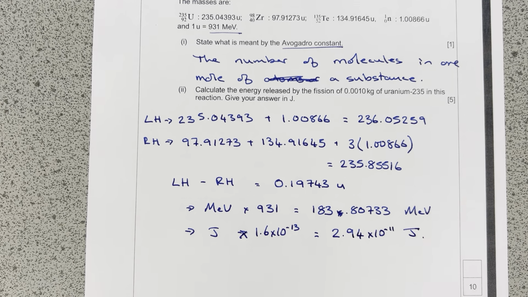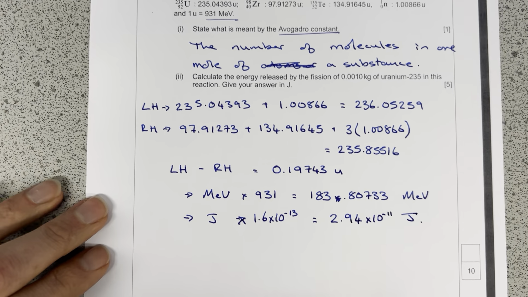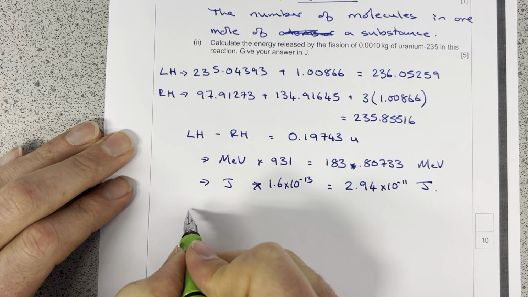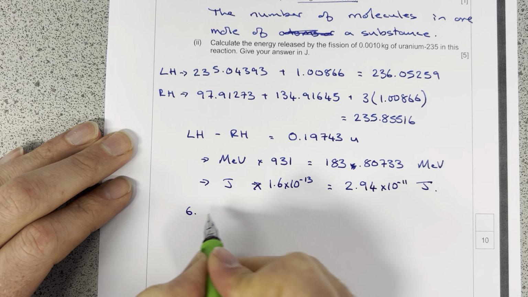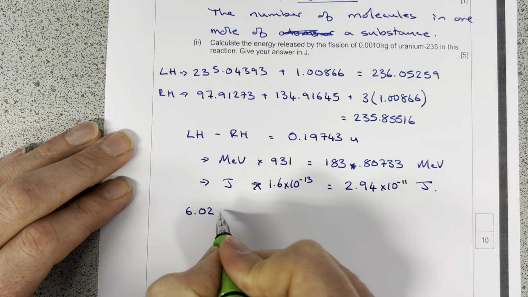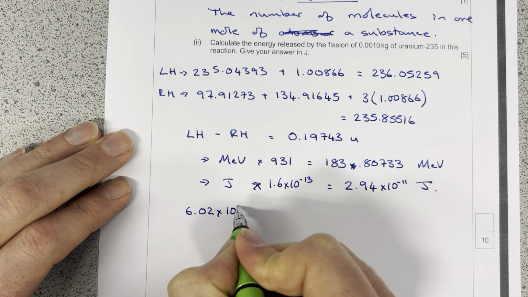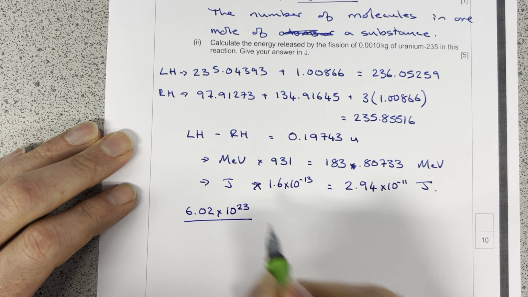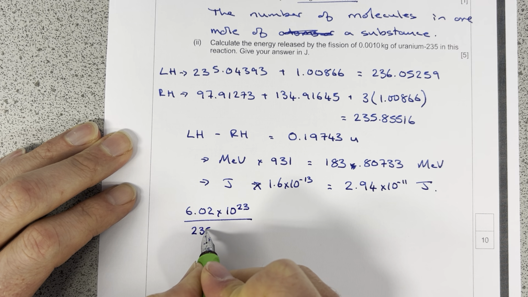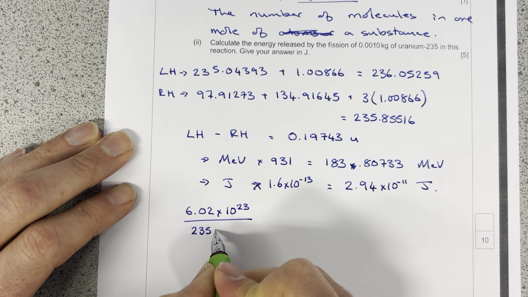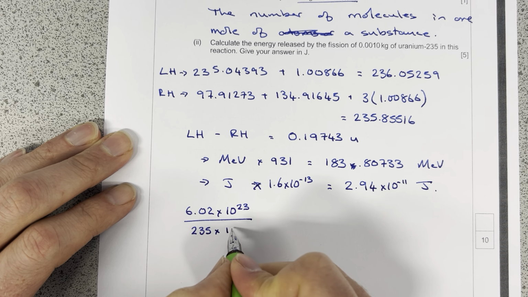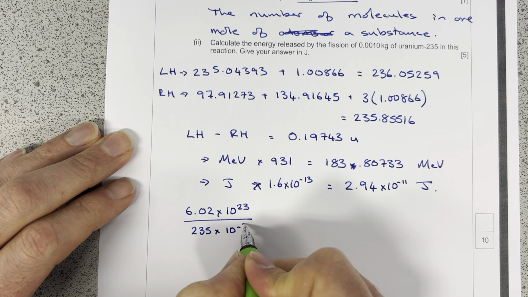Okay, feels like we're almost finished, but we've got a couple of tricky steps to go. So we then take Avogadro's number, which is the number of uranium atoms there would be in a mole of uranium, and that's 6.02 times 10 to the 23. We're going to divide it by the mass of one mole of uranium, which is times 10 to the minus 3.